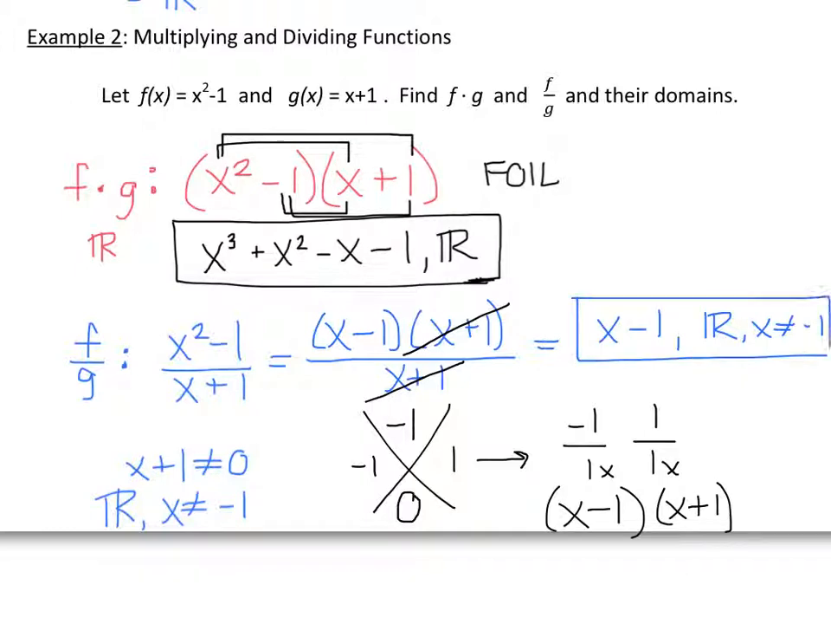Sometimes you will be able to cancel things out. Sometimes you won't. Okay? And remember the whole domain thing that the denominator can't equal 0. So at the beginning, look at it and say, what can this not be? Any questions on function operations? Okay. Let's go to the back.